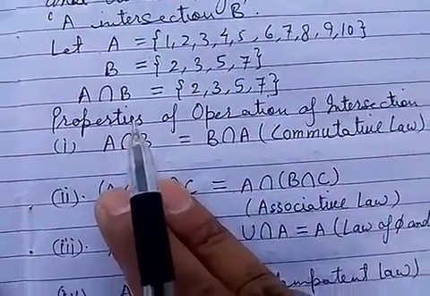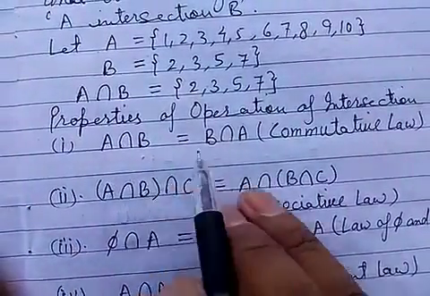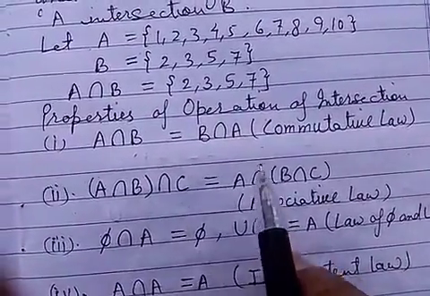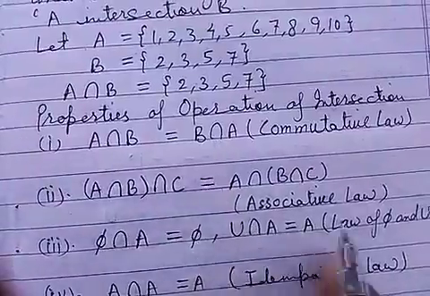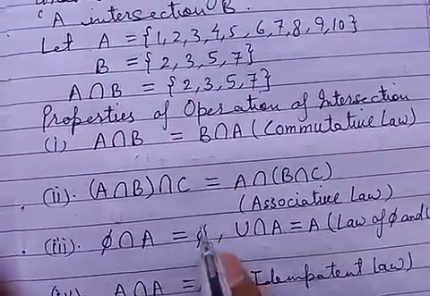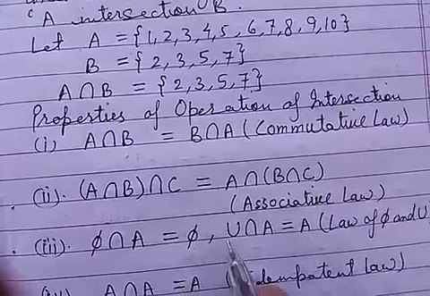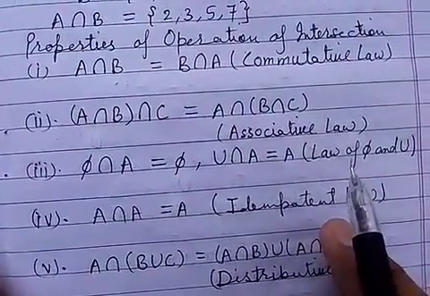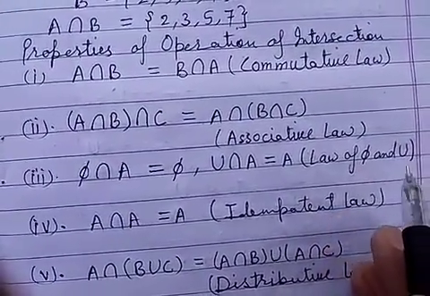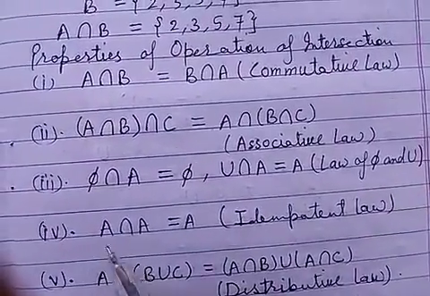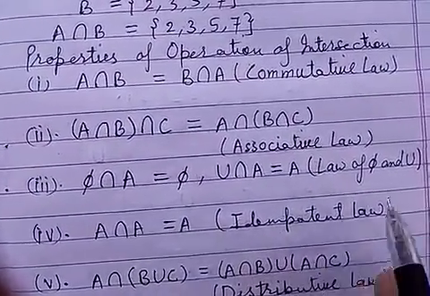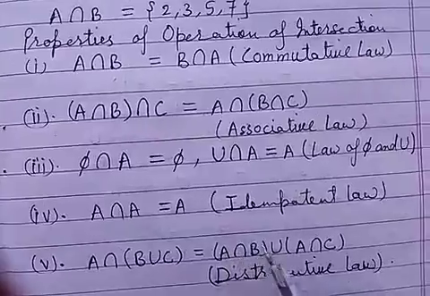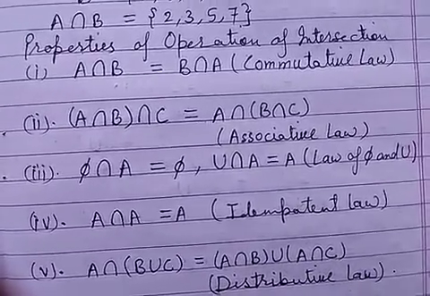Now, properties of the operation of intersection. First property is A intersection B equals B intersection A, commutative law. Second is A intersection (B intersection C) equals (A intersection B) intersection C, associative law. Third is phi intersection A equals phi and U intersection A equals A, law of phi and U, where phi is null set and U is universal set. Fourth is A intersection A equals A, idempotent law. Fifth is A intersection (B union C) equals (A intersection B) union (A intersection C), distributive law.